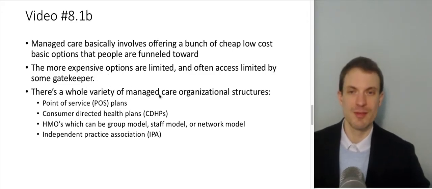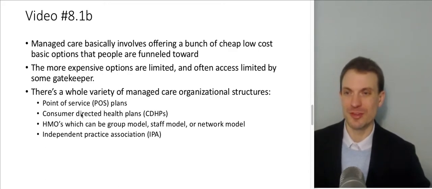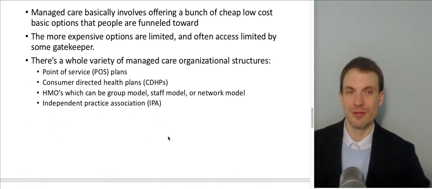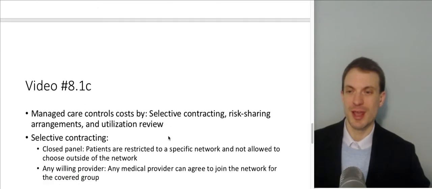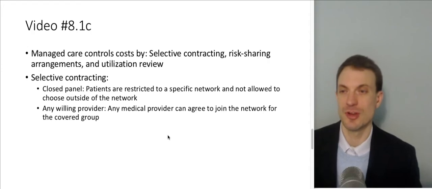And there's a whole variety of managed care organizational structures such as point-of-service, POS plans, consumer-directed health plans, CDHPs, HMOs, which could be a group model, a staff model, a network model, and independent practice associations. So that comes in a variety of forms, some of which might have more or fewer of the problems that I mentioned.